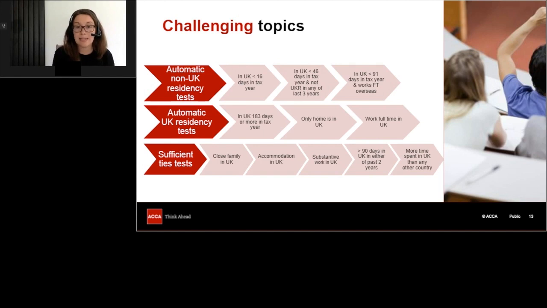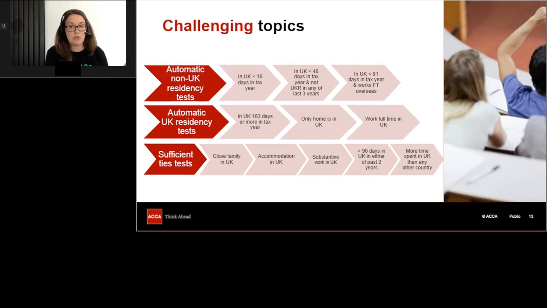If none of those do apply, you then move on to the next level of the test, which is the automatic UK resident tests. And again, we have three possible scenarios. Any one of these will make them automatically UK resident, but don't look at these, or don't remember these, don't think about them until you've been through the automatic non-UK resident test first. That's where students get into a muddle with it. So they'll be automatically UK resident if they're in the UK for 183 days in the tax year, or they only have a home in the UK, or they work full-time in the UK. Any one of those three situations will make them automatically UK resident.